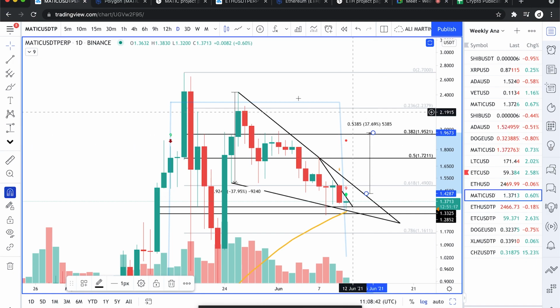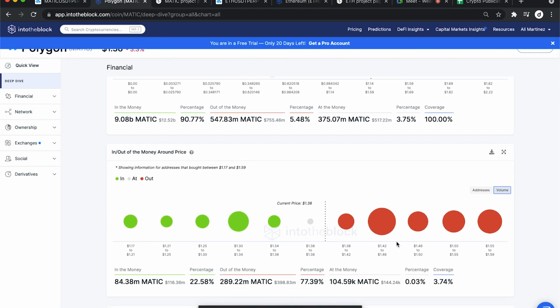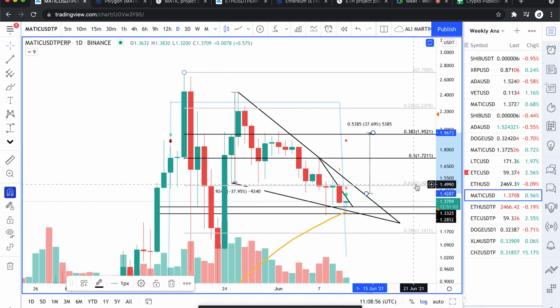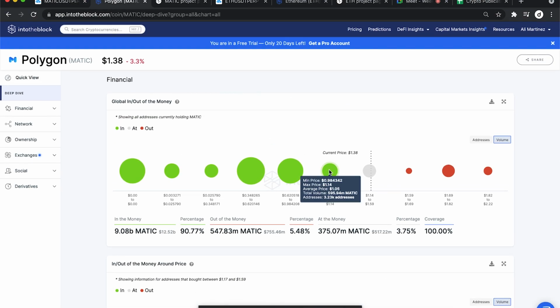But going all the way to $2 would not be that easy based on the In and Out of the Money Around Price model, because it sees a lot of resistance between 142 and 148, which is where the 61.8 Fibonacci retracement level sits. So we'll need to close above this on the daily and the 4 hour to confirm a potential breakout. Based on the global In and Out of the Money, we need to close above 160, which is this area of supply right here, before we can potentially jump all the way to 176, the next significant area of resistance that the IOMAP is showing me.